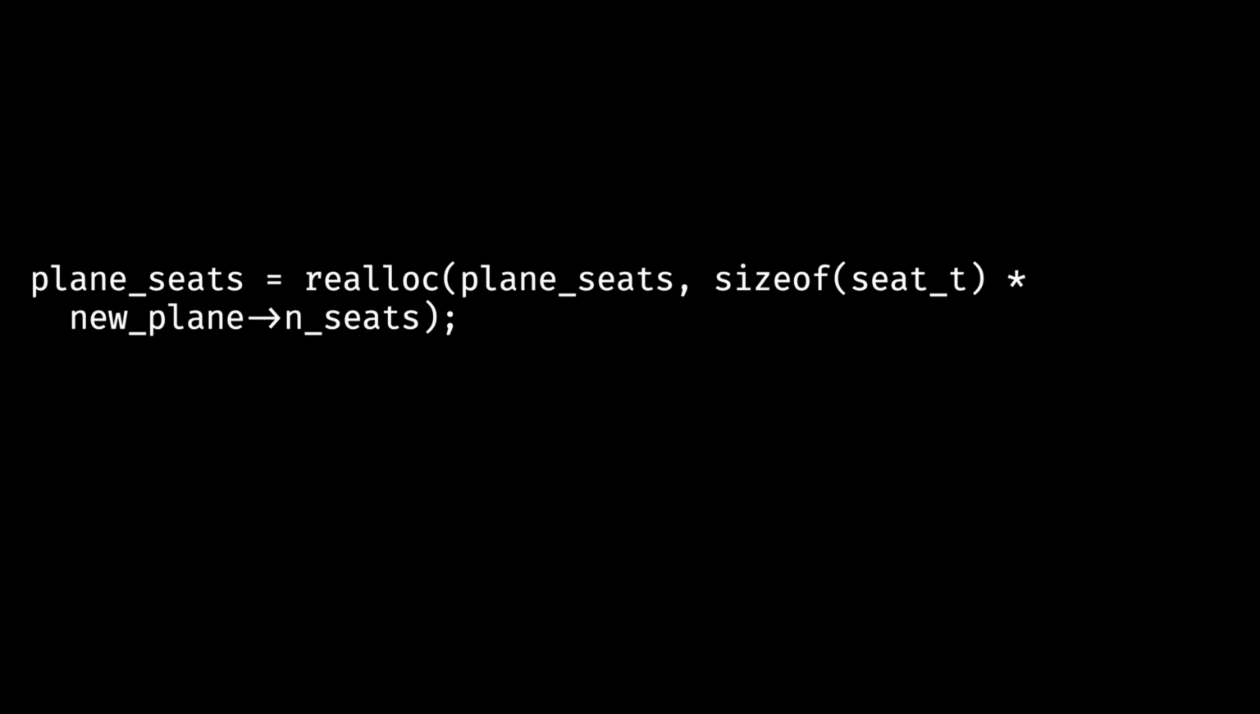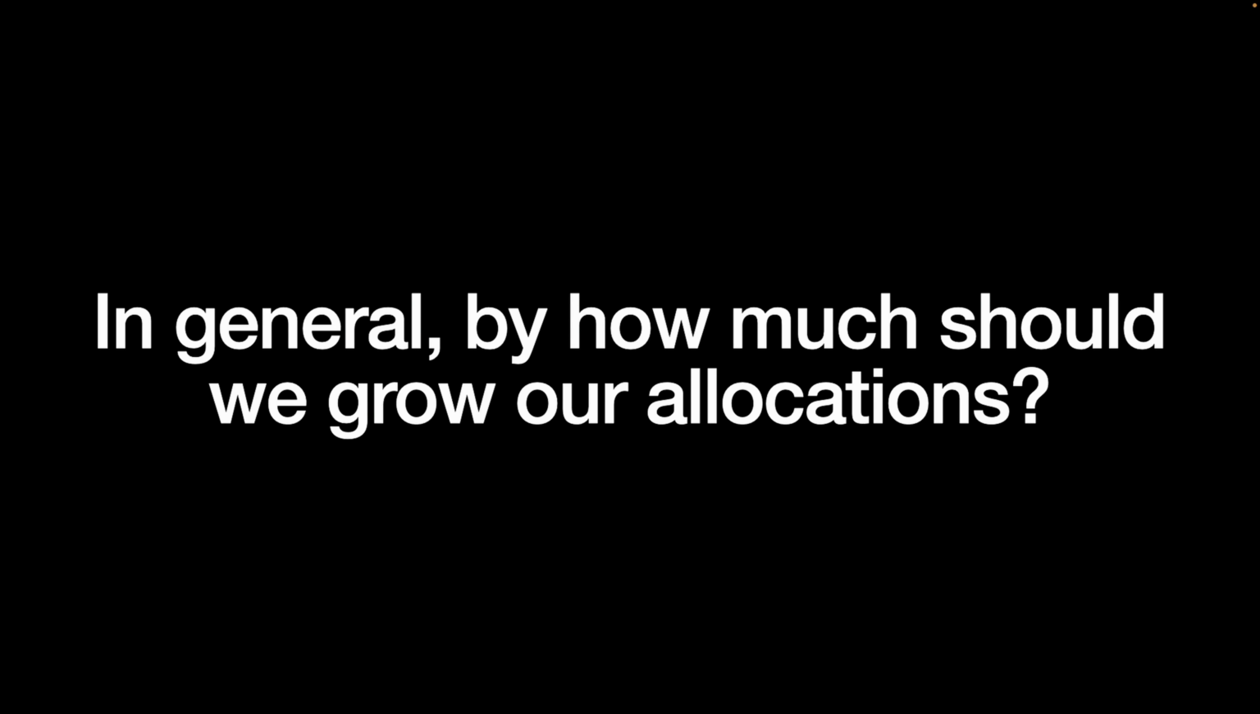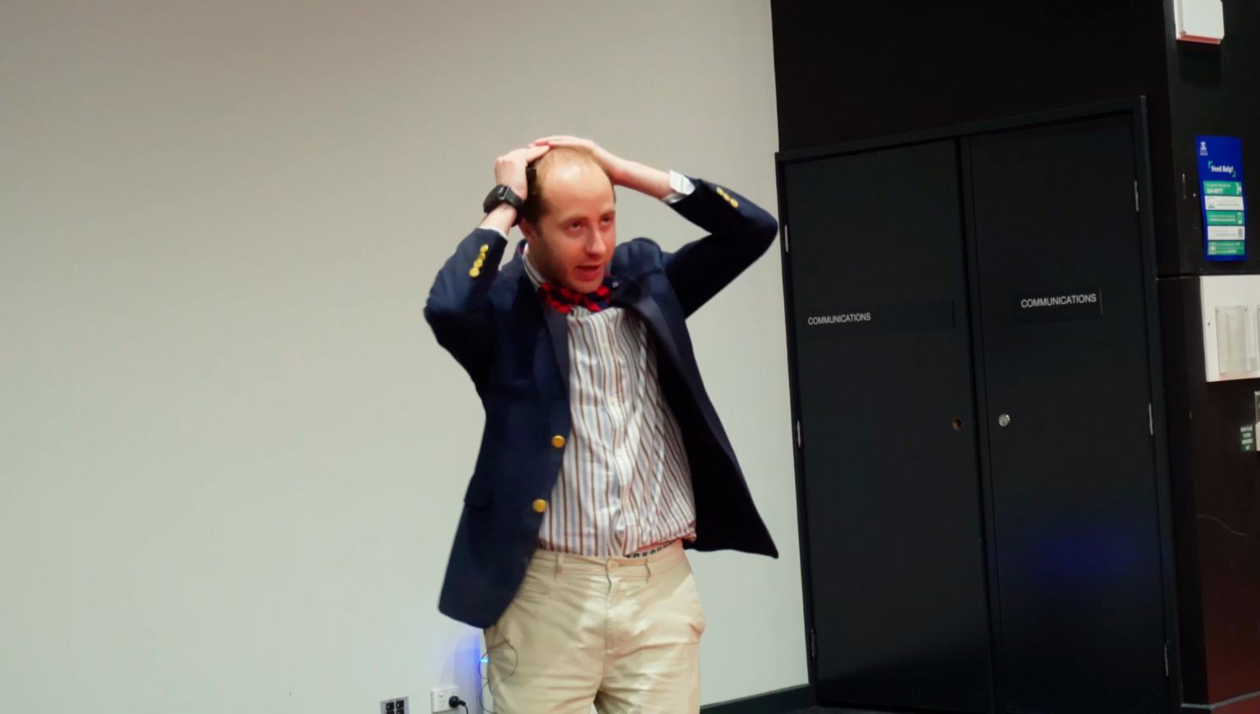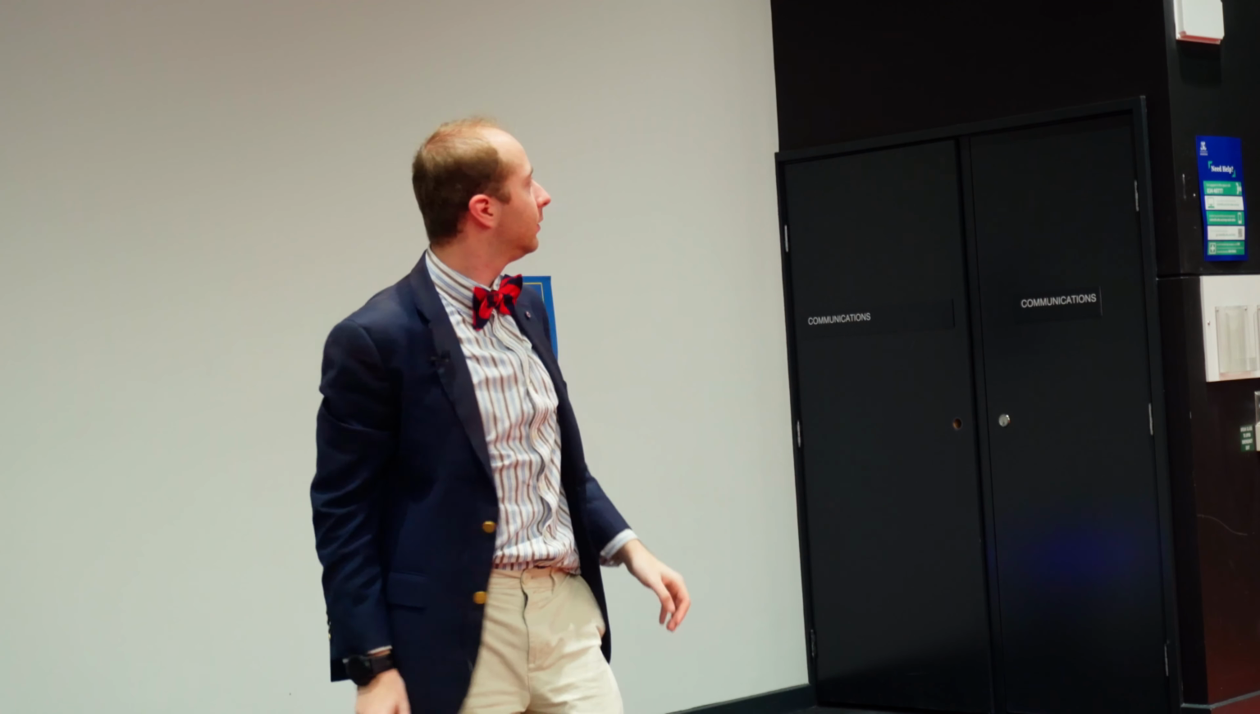If we had our old plane seats variable, we could just reuse it and tell it to reallocate the memory. In general, we've got a question now of by how much should we grow our allocations. So if we grow our allocation, let's say we add room for 1 extra seat, do you think this is going to be an efficient way to go about allocating memory? Hands on heads for yes, this is efficient enough. Hands in the air for no. So it seems we have a fairly unanimous no going on here.